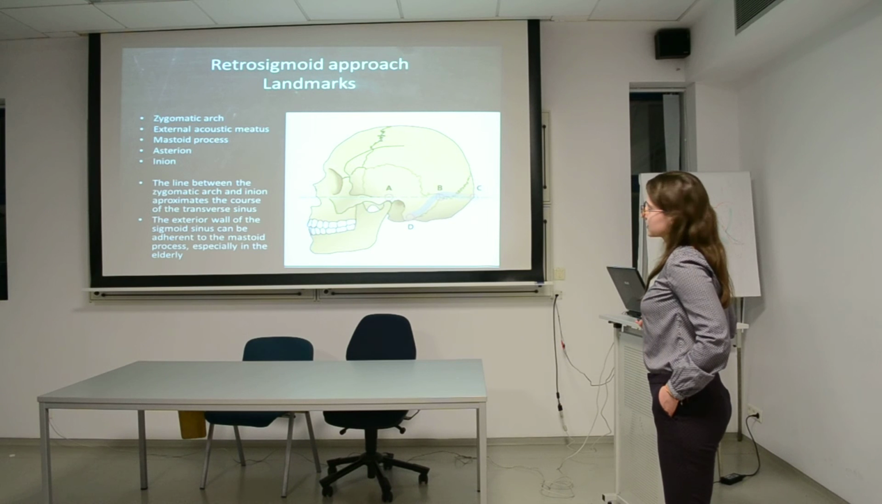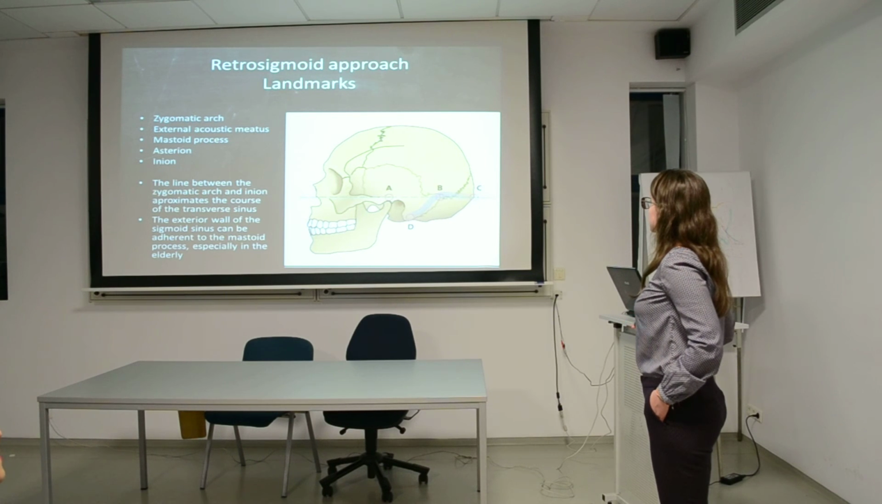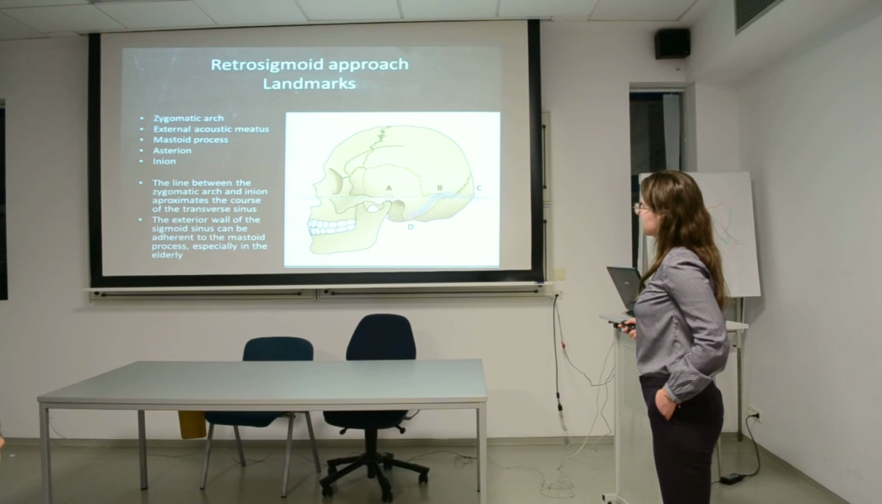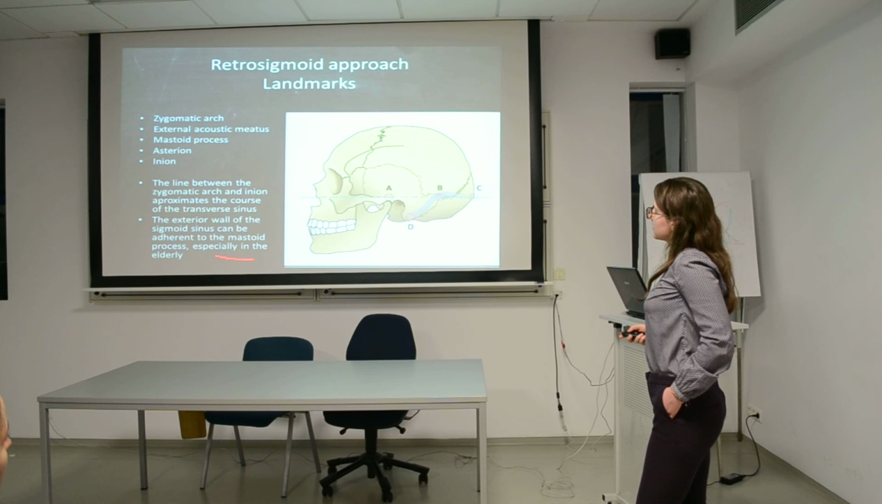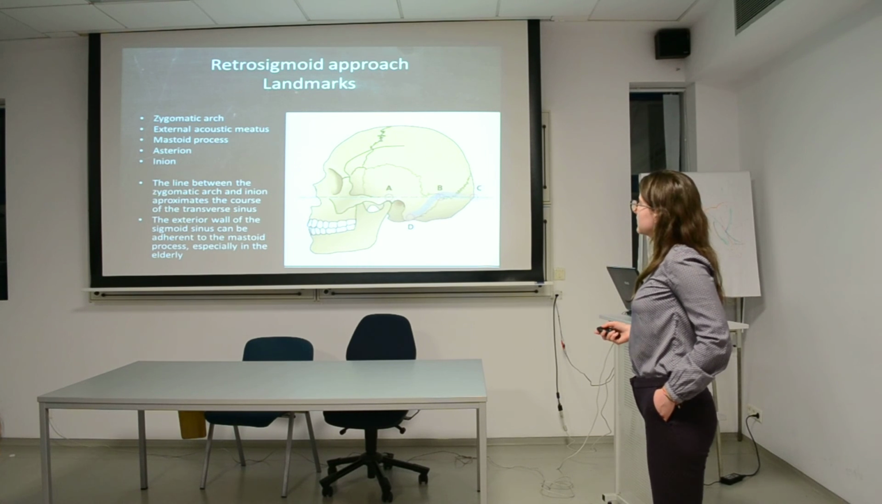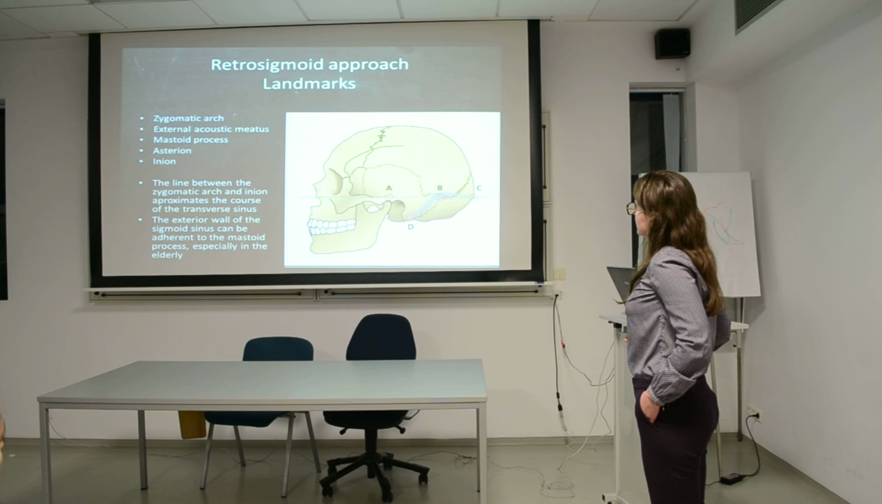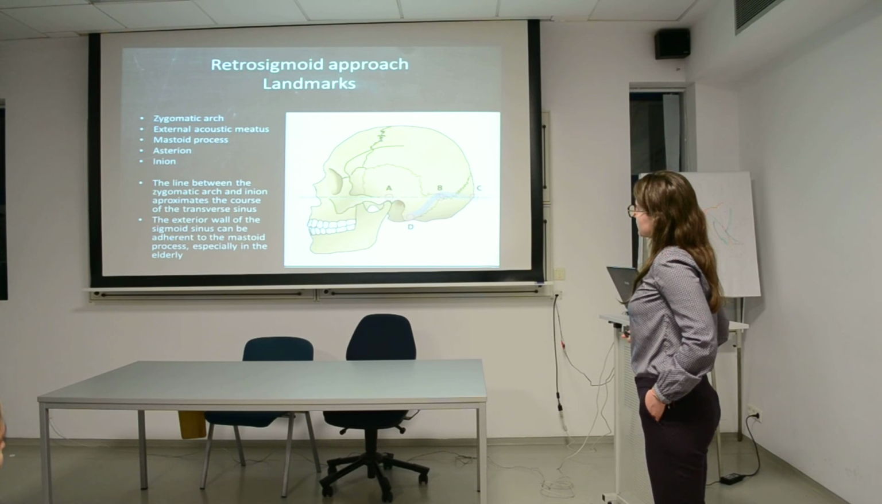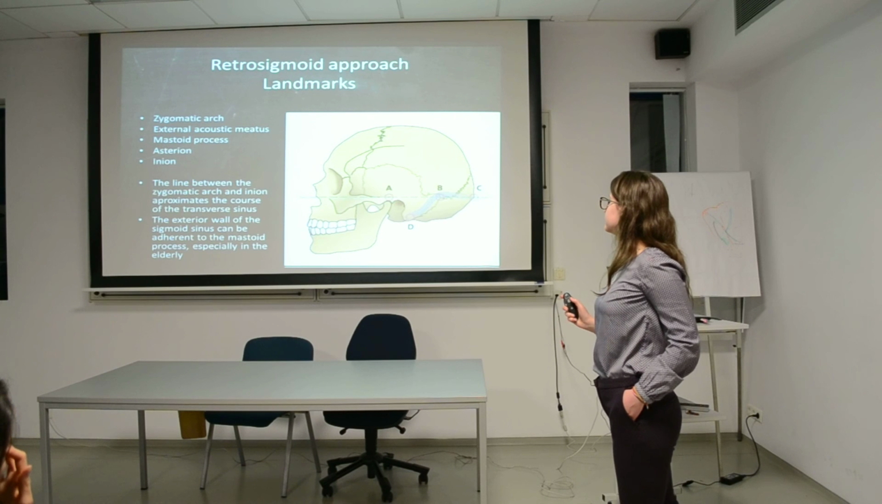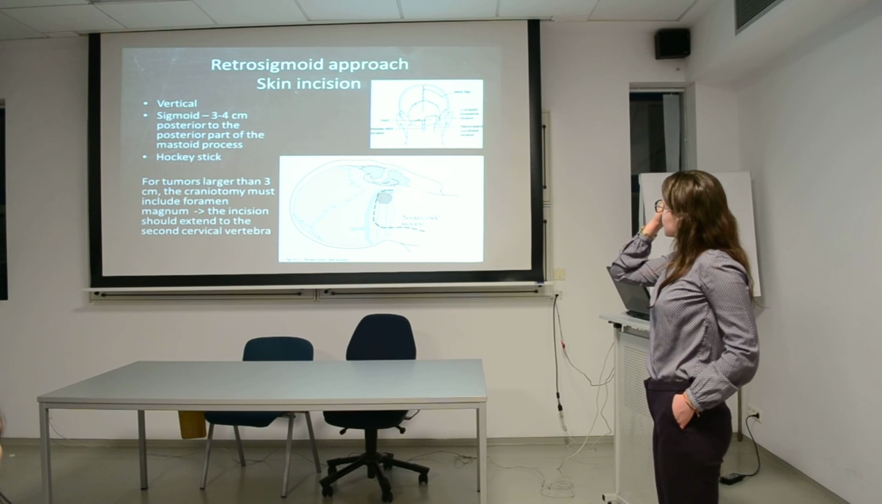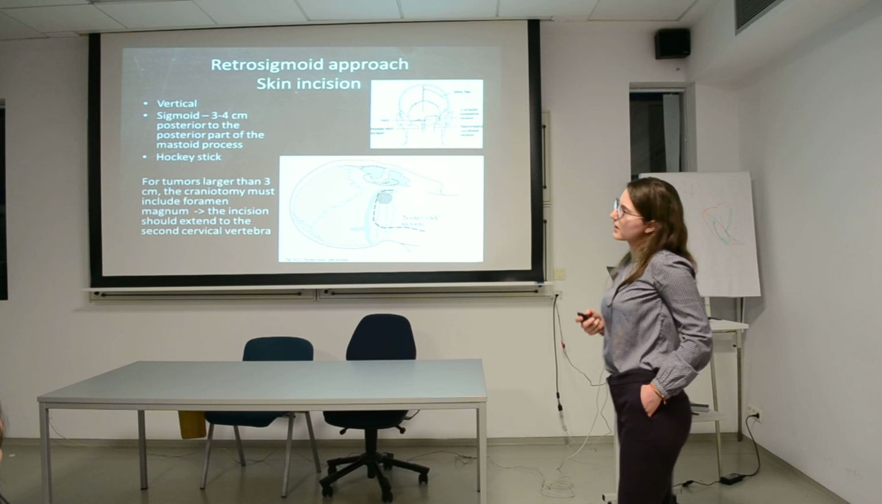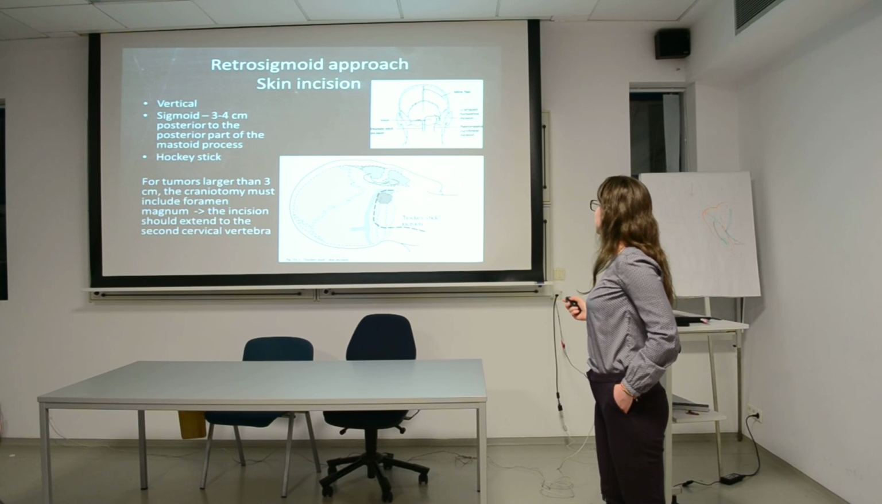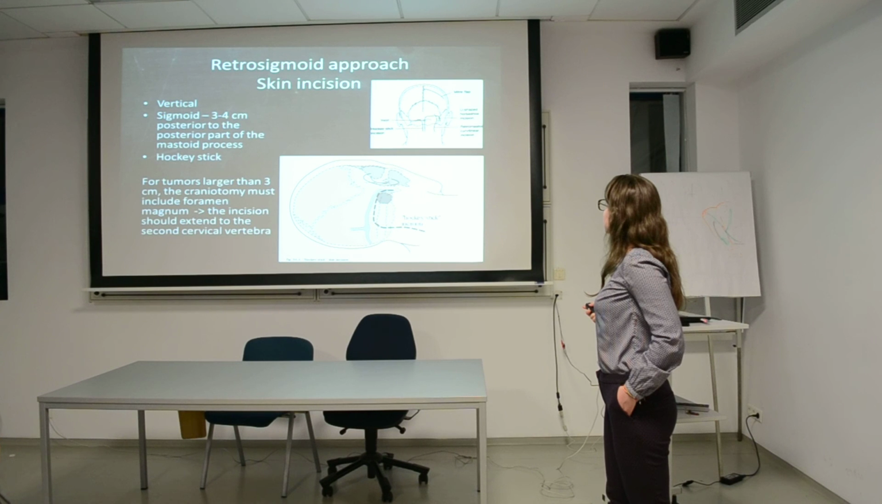And here in point B, which is the asterion, is the confluence between the transverse and the sigmoid sinus. Also, we must bear in mind that the wall of the sigmoid sinus can be adherent to the mastoid bone, especially in the artery. When it comes to skin incisions, we have some choices. We can do vertical incision, or sigmoid incision, or hockey stick incision, because it resembles a hockey stick.